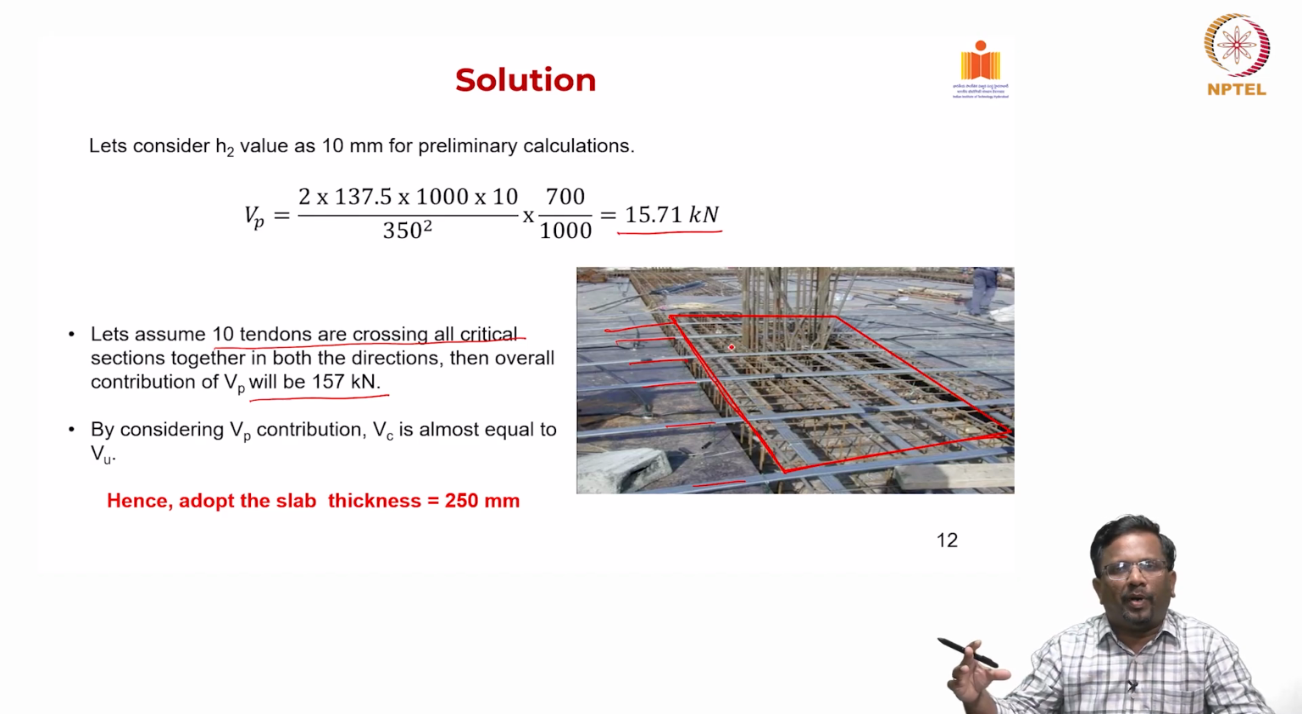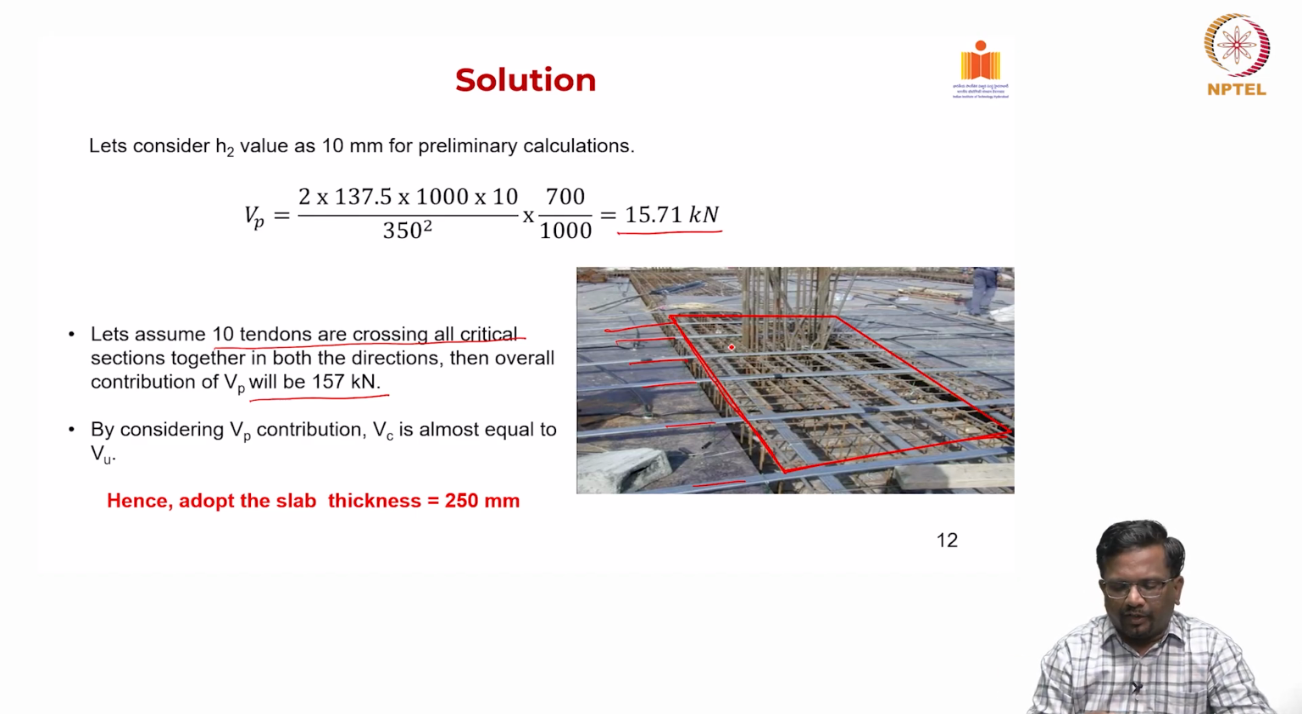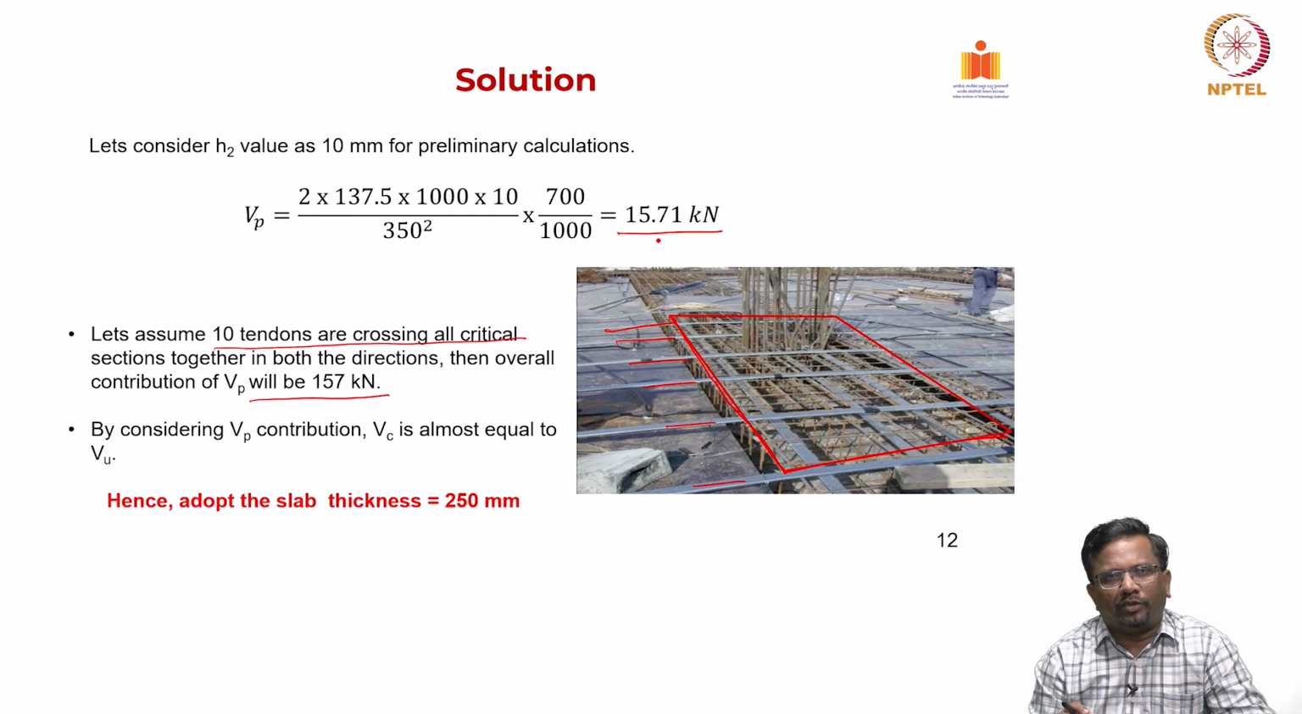because I am going to put banded tendons in one direction and uniform tendons in the other direction, I am assuming that 10 tendons will be crossing that shear perimeter in both the directions, right. That is the reason we are multiplying this Vp by 10, and then I am getting the total vertical component as 157 kilonewtons. So now when you add them up, nearly they are working out to be okay. So we can still consider the slab thickness as 250 millimeter, and you don't want to be too far away, right.